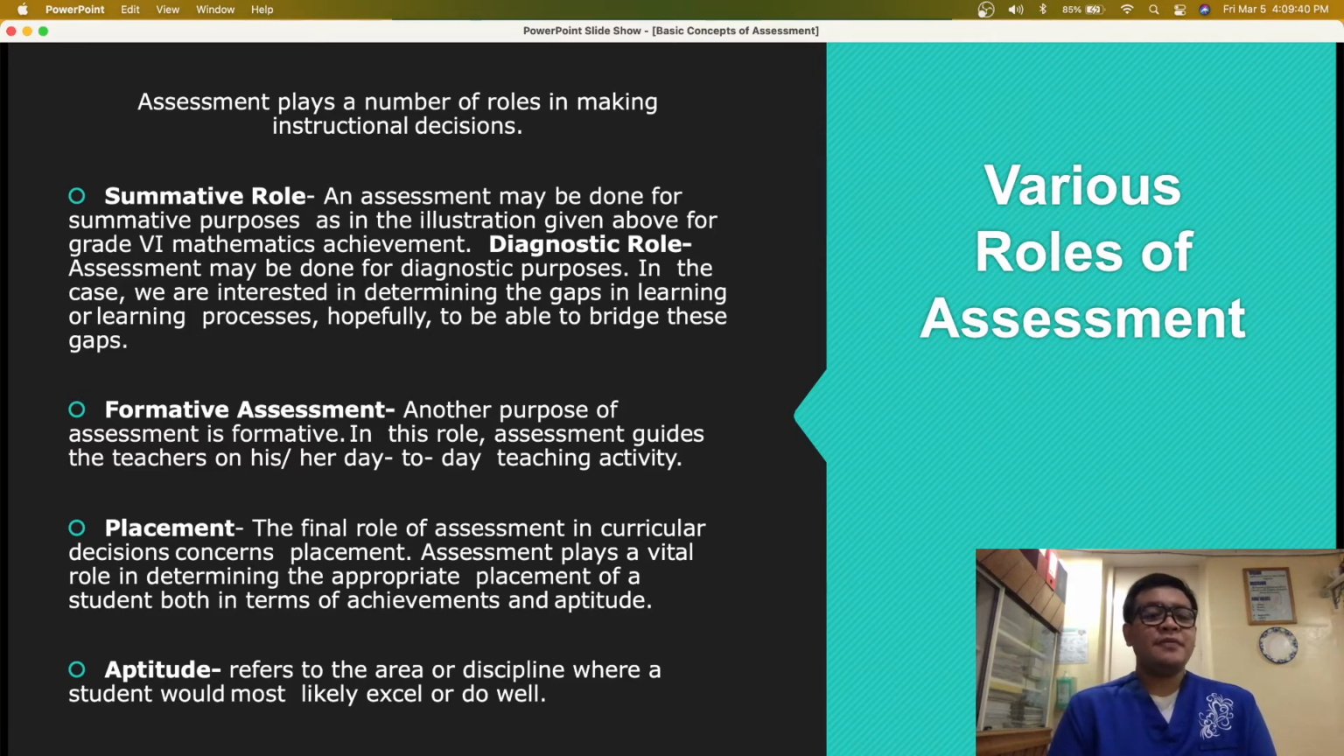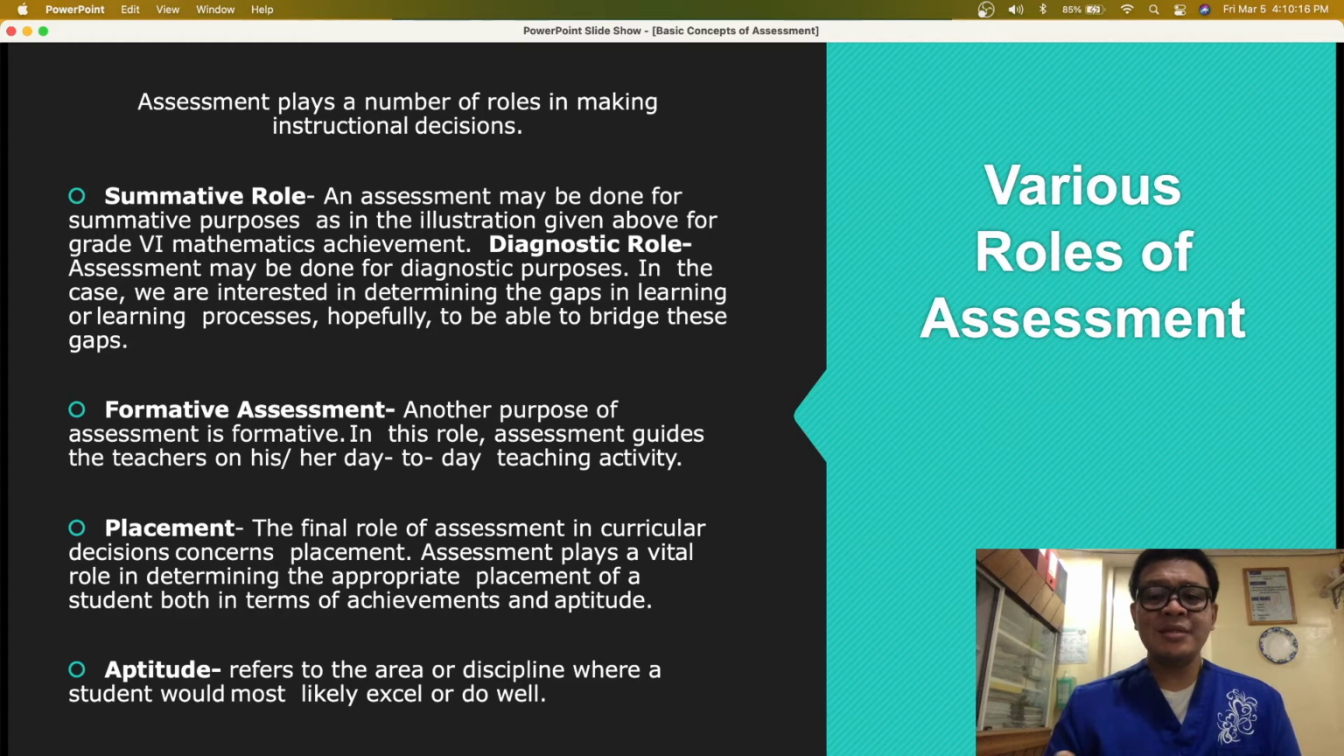We also have formative assessment. It's another purpose of assessment, informative. In this role, assessment guides the teacher on his or her day-to-day teaching activity. Placement, we define this as the final role of assessment in curricular decision concerns. Assessment plays a vital role in determining the appropriate placement of a student, both in terms of achievement and aptitude. Aptitude refers to the area or discipline where a student would most likely excel or even do well.